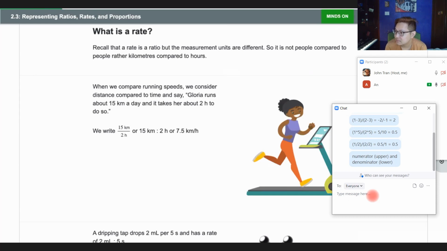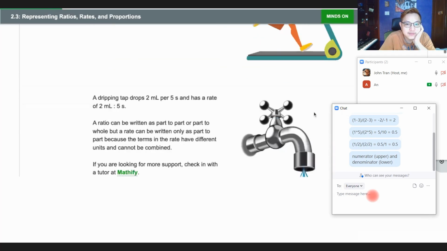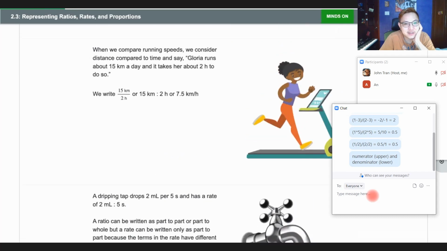When we compare running speed, we consider distance compared to time. You can say Gloria runs about 15 kilometers a day, and it takes her about 2 hours to do so. Rewrite as 15 kilometers divided by 2 hours, or 15 kilometers to 2 hours, or 7.5 kilometers to an hour. Wow, running 15 for 2 hours, she has so much time.